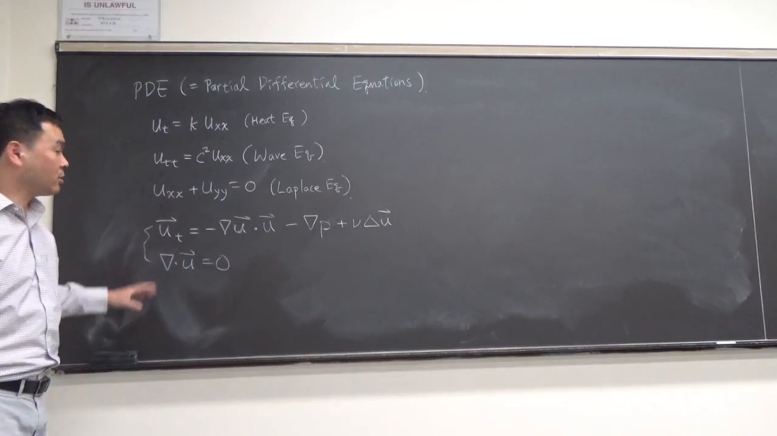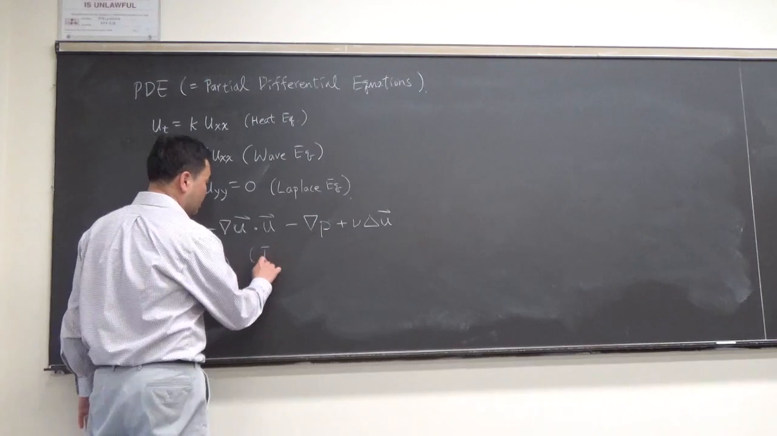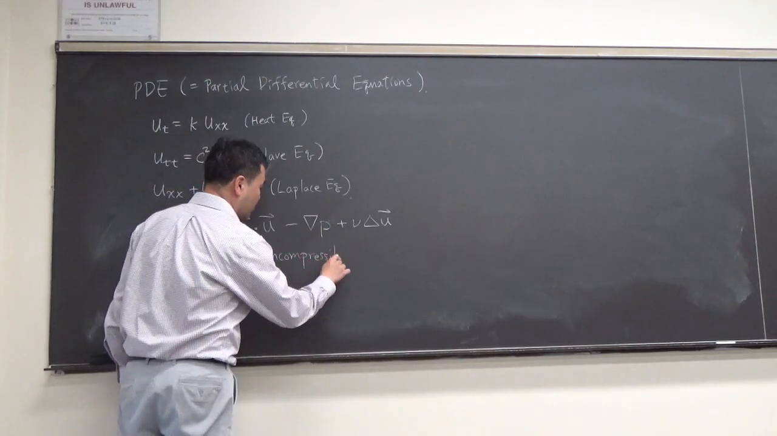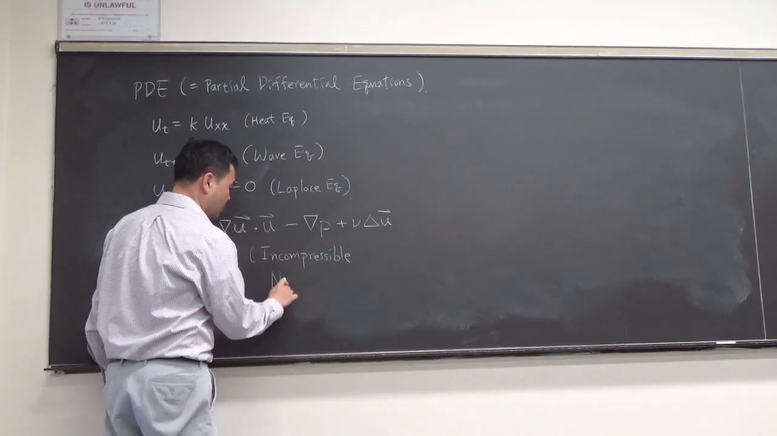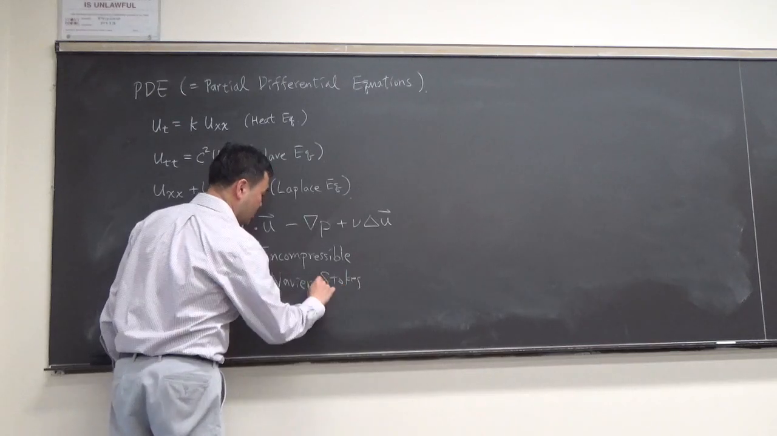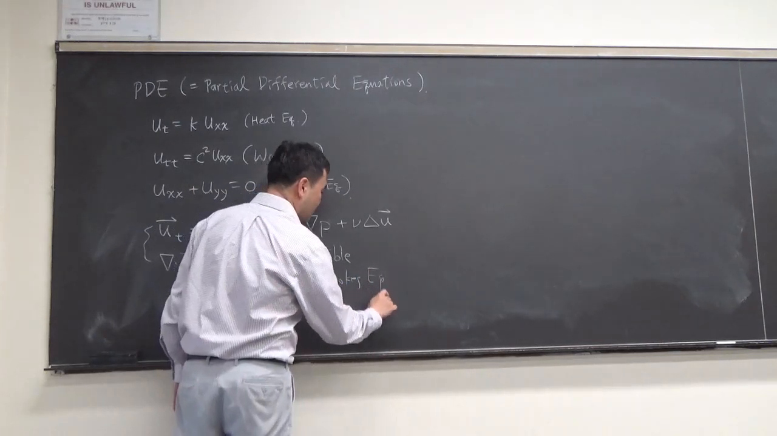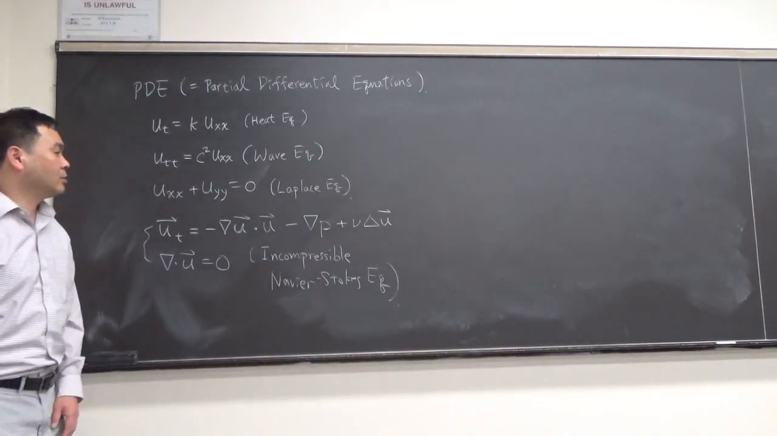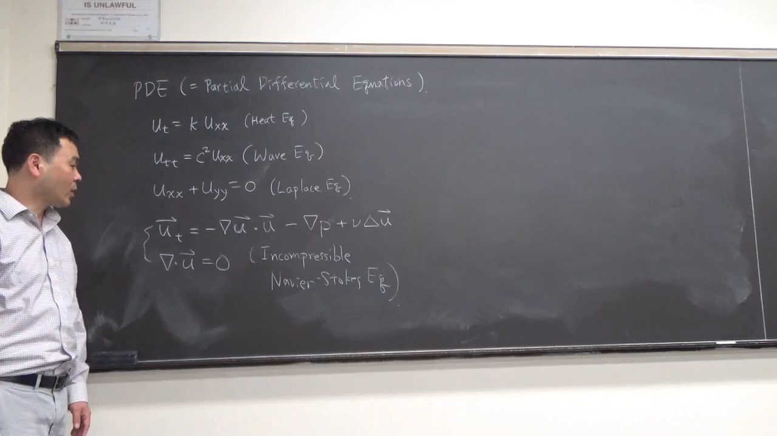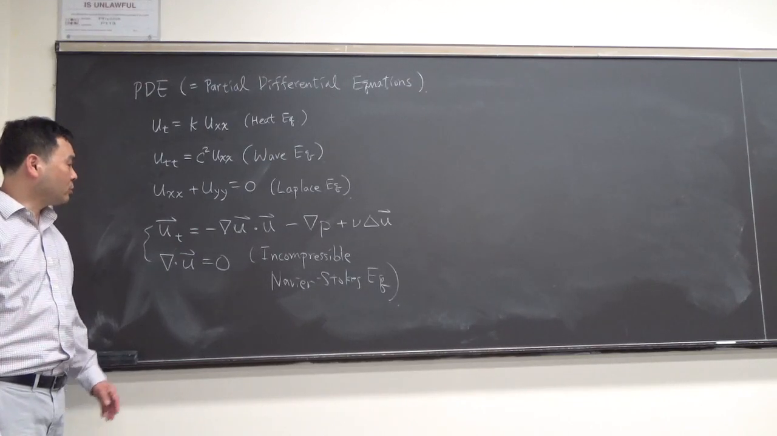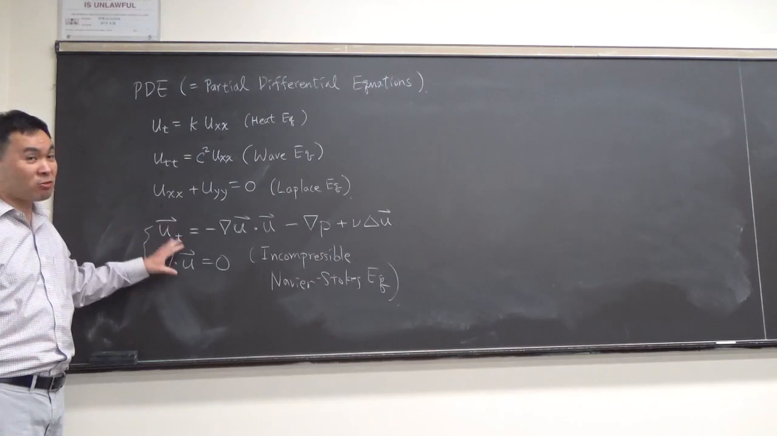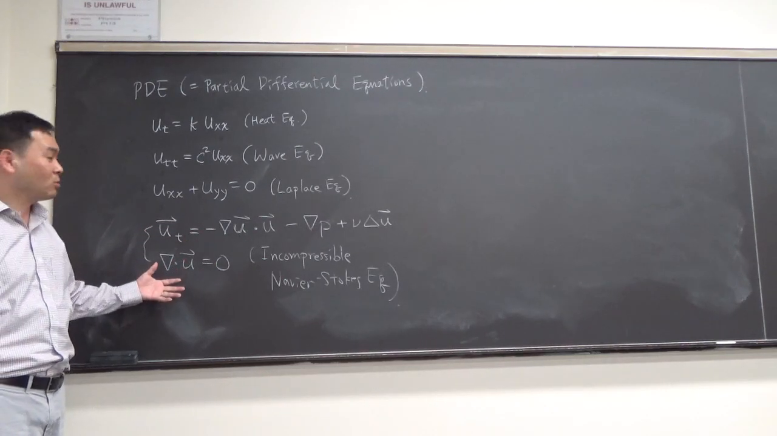So this equation here is called the incompressible Navier-Stokes equation. And the thing about this is that we don't even know if you provide this equation with some initial conditions, you can have a solution.